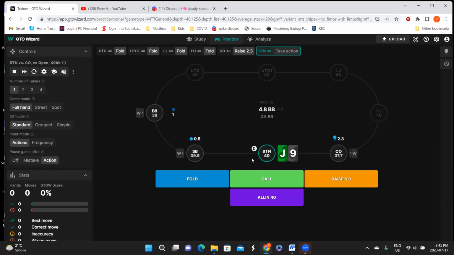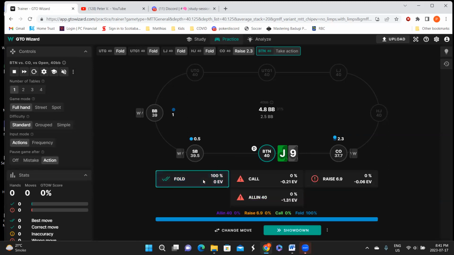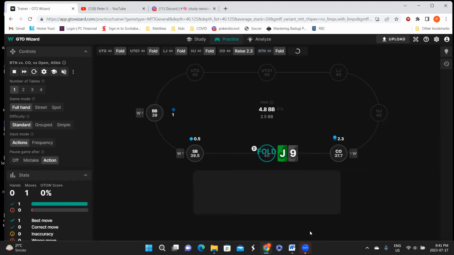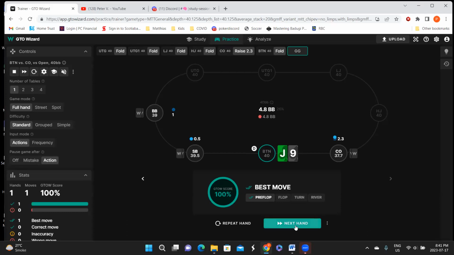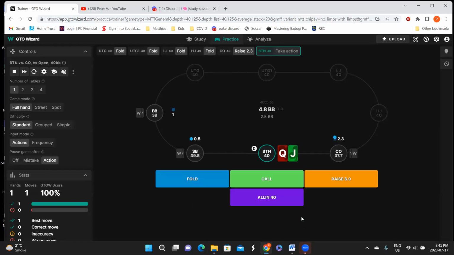Jack 9 on the button. Are you guys folding, calling, or raising this? That's a fold. The fold? I like that. It is a fold. Hope I don't have too many of those in here, or else this is going to require a bit of modification. Okay, queen jack, that's better.